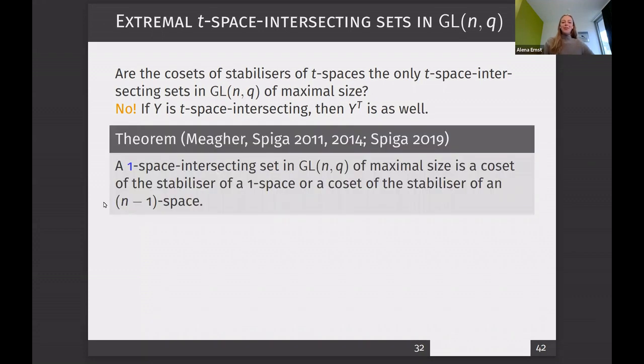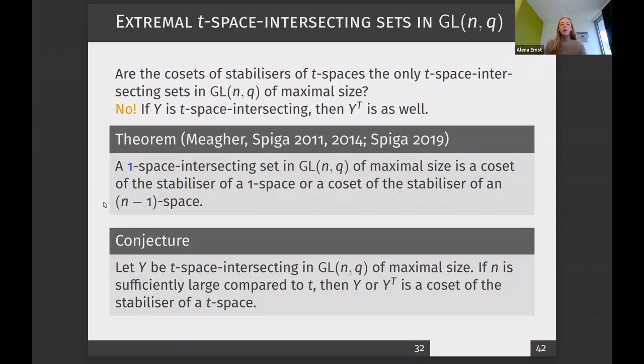Right. So I wanted to mention what was already known, namely having a one-space intersecting set of maximal size. Then it is either a coset of the stabilizer of a one-space or a coset of the stabilizer of an n-1 space. Right. So in addition, having a coset of the stabilizer of a one-space and taking all transpose matrices of it, then we get a stabilizer of an n-1 space.